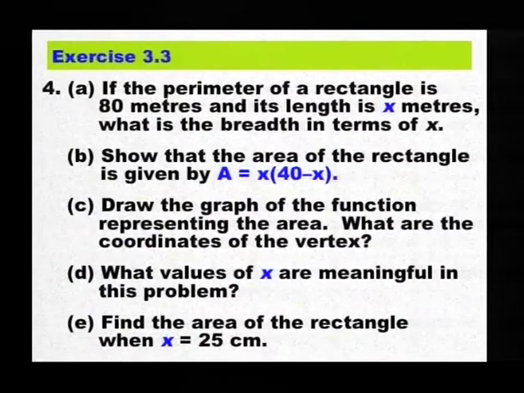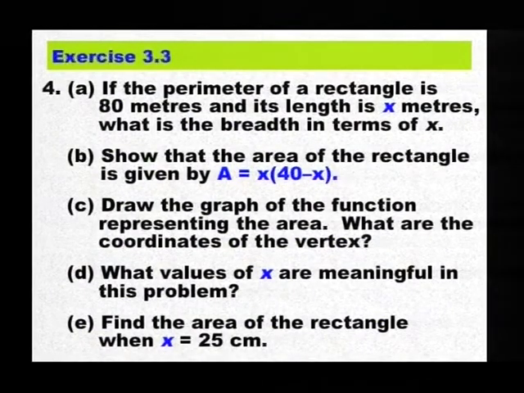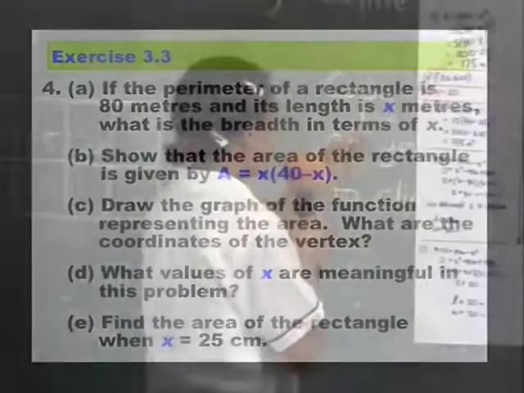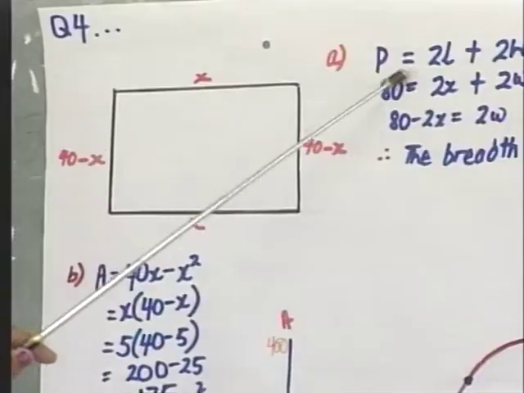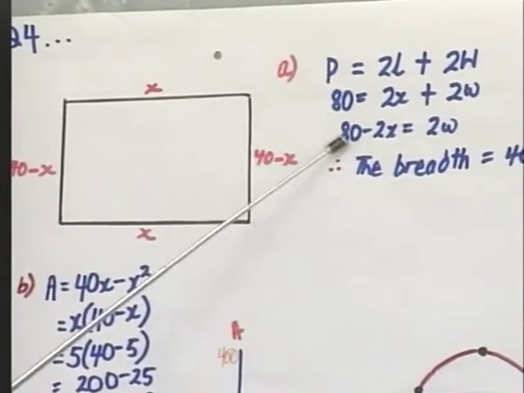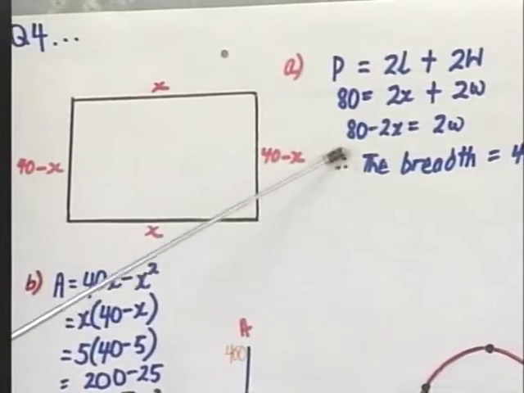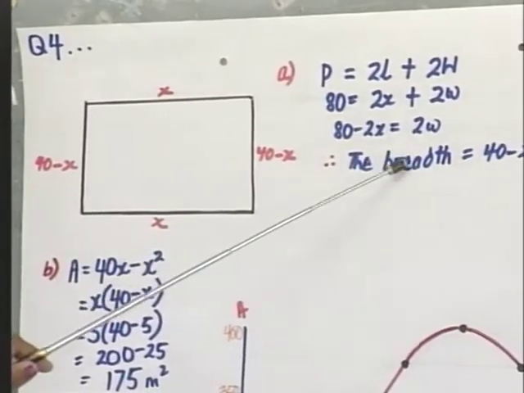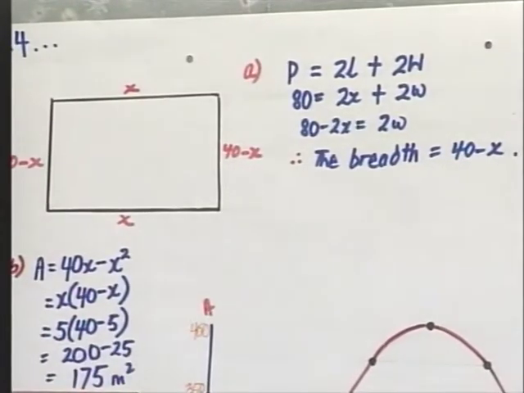Question 4 reads, if the perimeter of a rectangle is 80 meters and its length is x meters, what is the breadth in terms of x? Here we draw the rectangle in which x is the length. We all know that perimeter equals 2L plus 2W. So 80 equals 2x plus 2W. We came up with 80 minus 2x equals 2W. Therefore, the breadth is equal to 40 minus x.